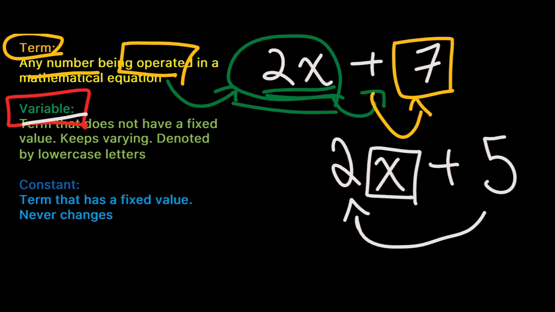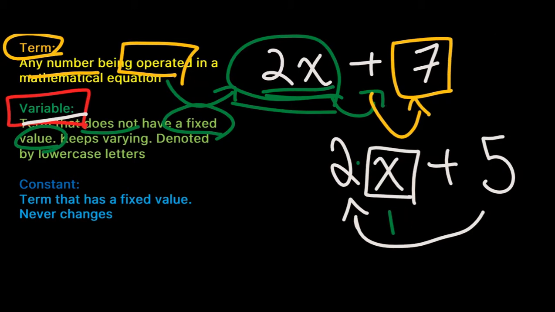A variable is any term that doesn't have a fixed value. This is the most important point. It does not have a fixed value. What does that mean? It means that x is not any particular value. It's not 5, because if it were 5, then it would just be 2 times 5, which is 10, and then we could do 10 plus 5. But it's not 10 in this equation.